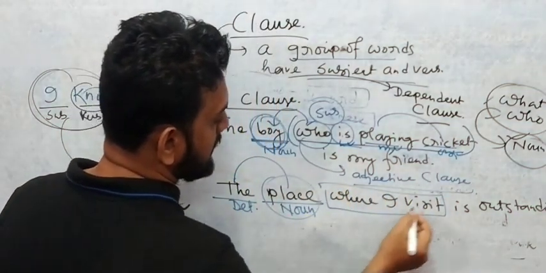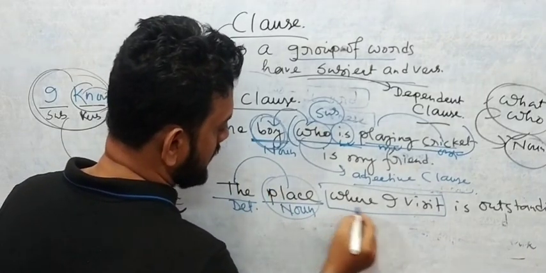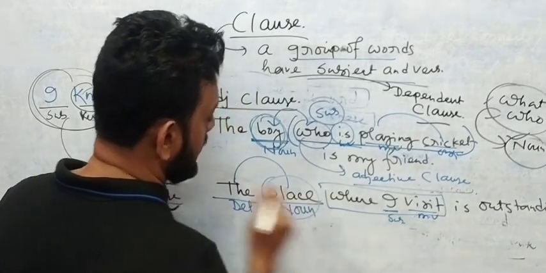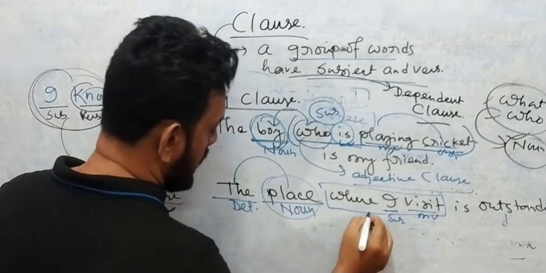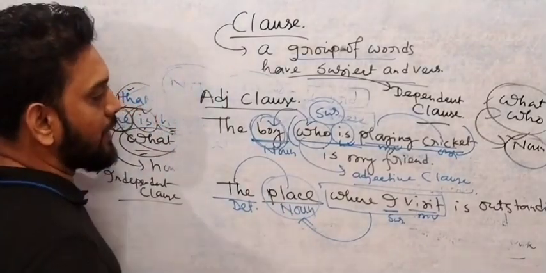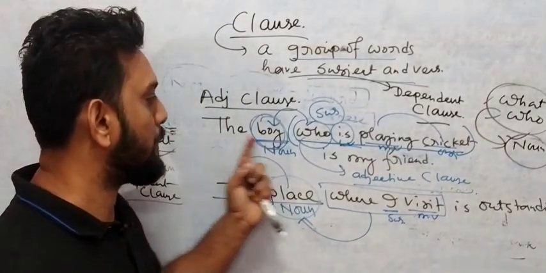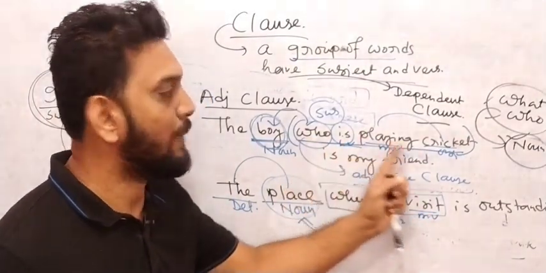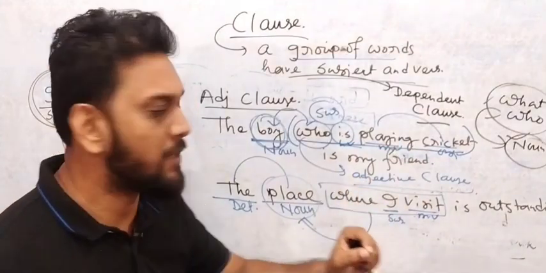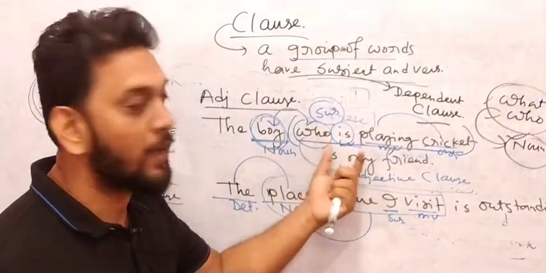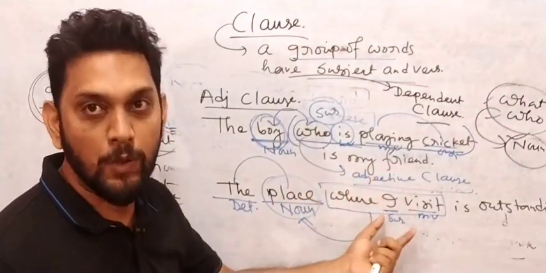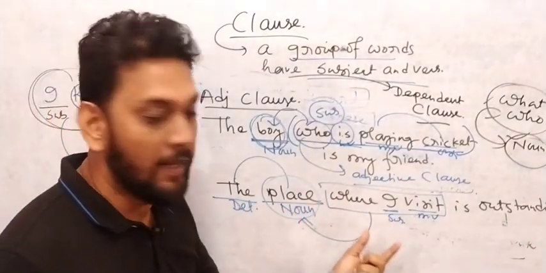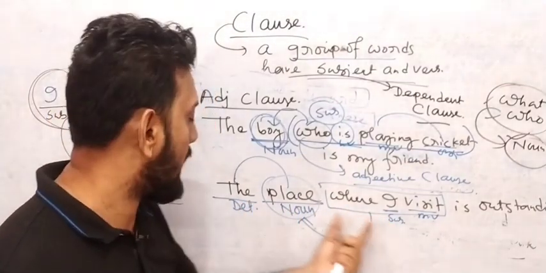The place where I visit is outstanding. Now, where I visit: I is the subject, visit is the main verb over here. I can also write this sentence this way: the boy is my friend. But what I have used here is who is playing cricket. So I have given extra information about this boy, and we can call it an adjective clause. And why is it called an adjective clause? Because it has a subject and verb. Similarly, in the place where I visit, I have given extra information about this place.